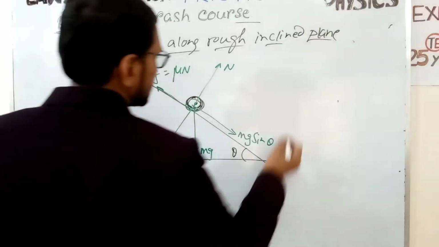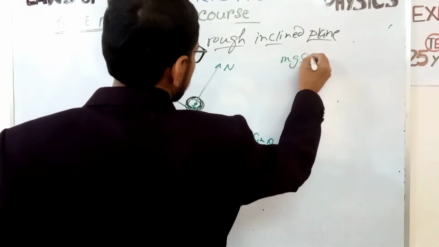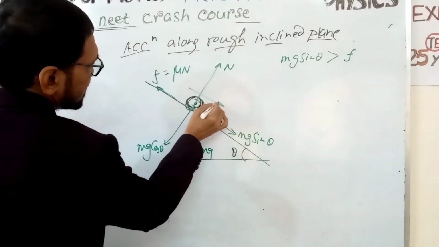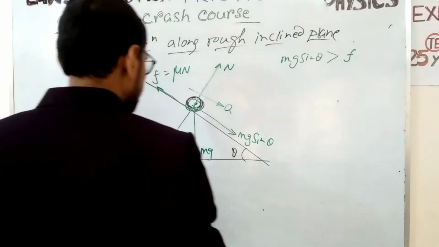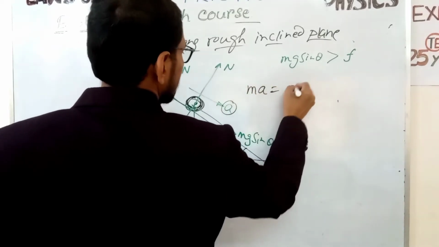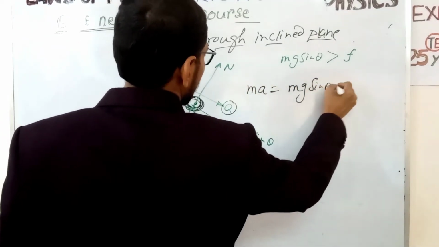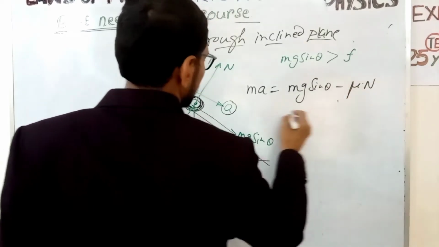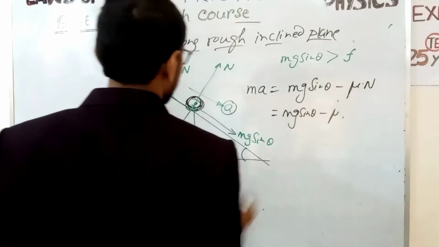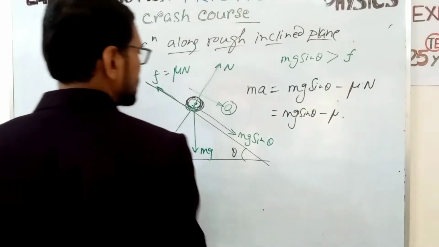So if mg sin theta is greater than the friction force, then the body accelerates along this direction. What is the acceleration? If the acceleration is a, then ma equals mg sin theta minus mu into N. What is the normal force? The normal force is equal to mg cos theta.